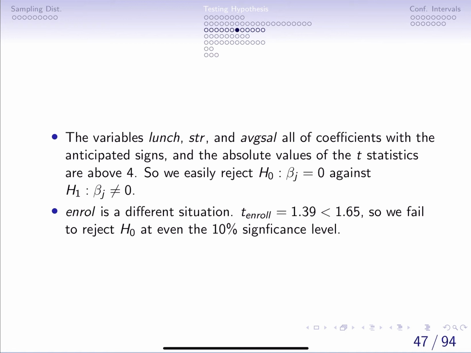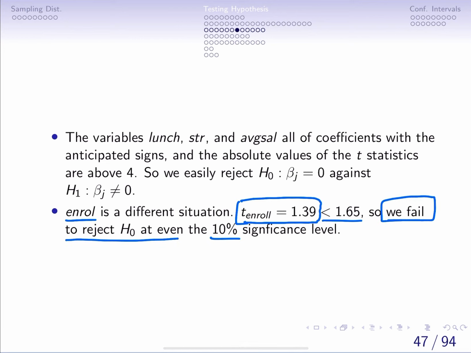Okay, so now when we look at enrollment, when we carry out the regression, let's say we find that the t-statistic is 1.39. Notice that this is less than even the critical value at the 10% level, right? So we fail. The interpretation of this would be that we fail to reject the null at 10%.